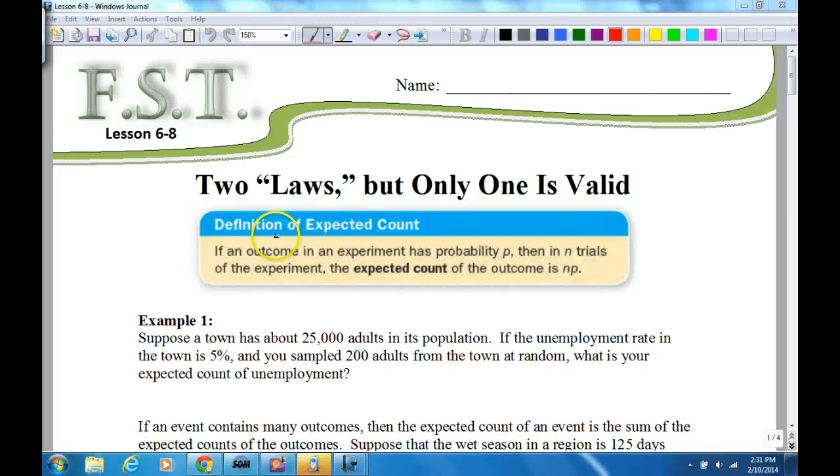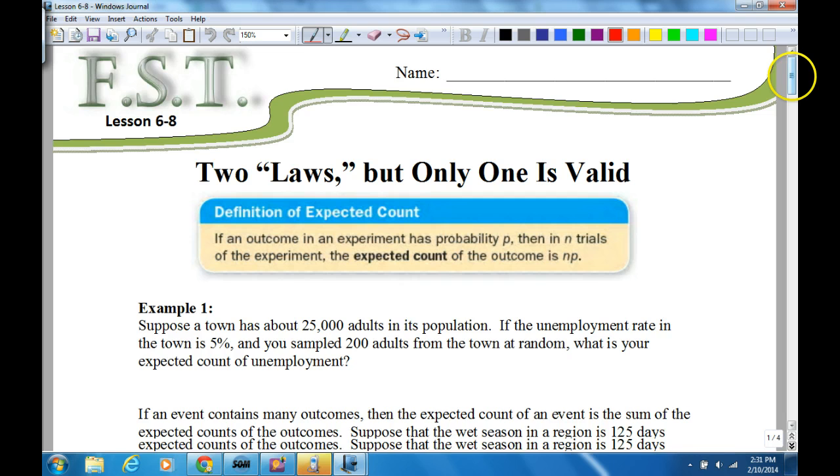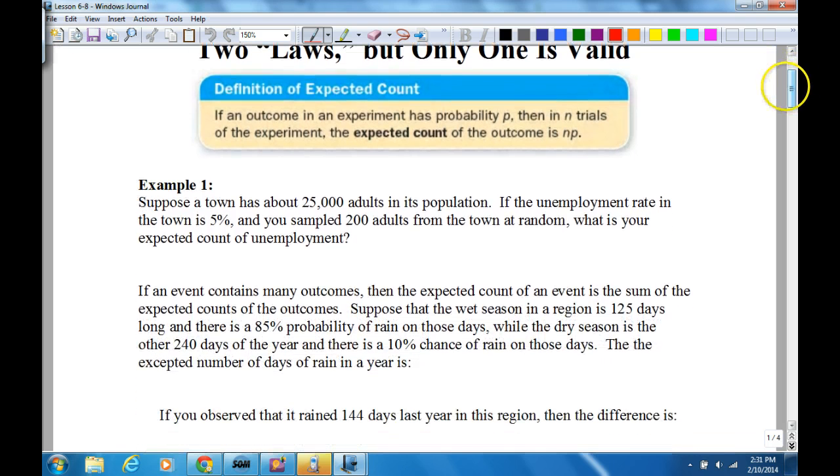Okay, so the definition of an expected count: if the outcome of an experiment has a probability P, then if you have n trials, the expected count is n times P. An example of that is this problem right here. It says, suppose a town has about 25,000 adults in its population. If the unemployment rate in the town is 5% and you sampled 200 adults, what is your expected count of unemployment of those 200? 200 times 0.05. Very good. And you should have gotten 10 people that way.